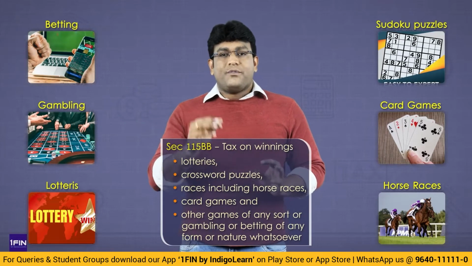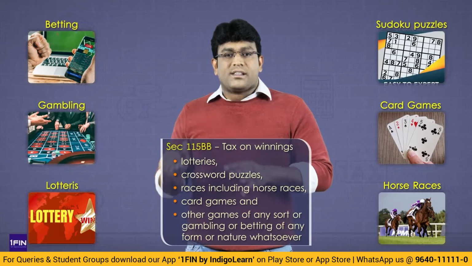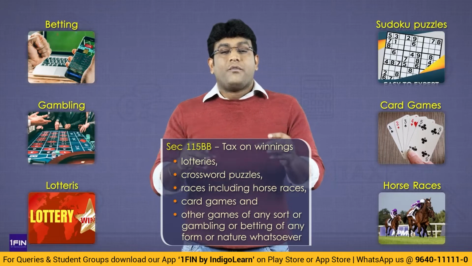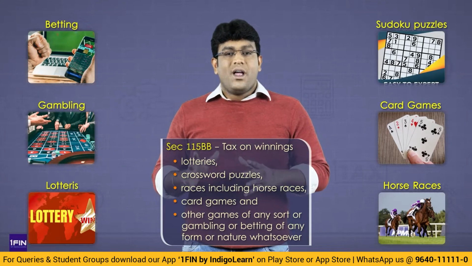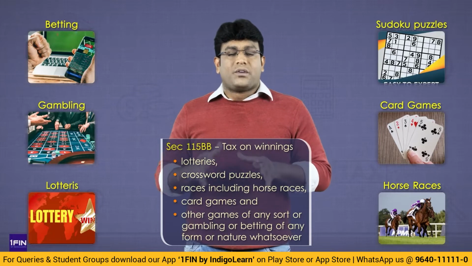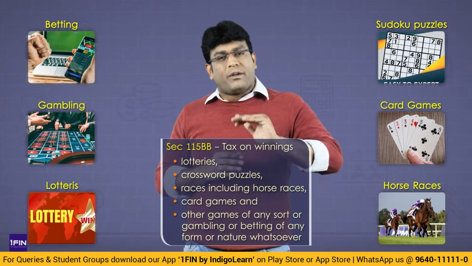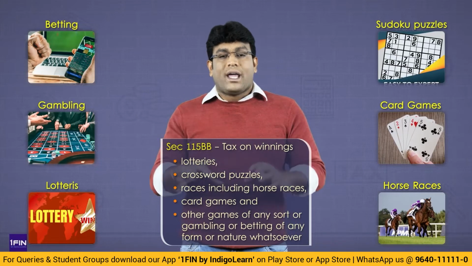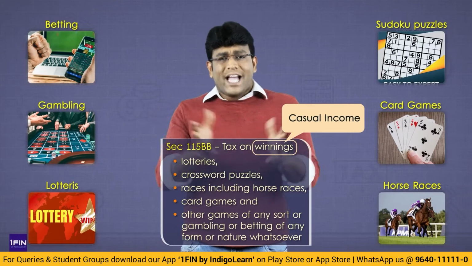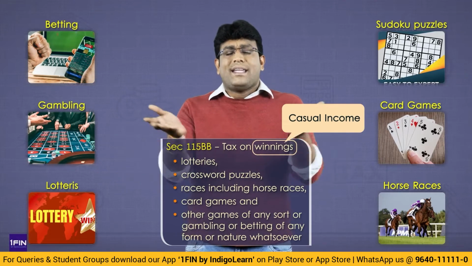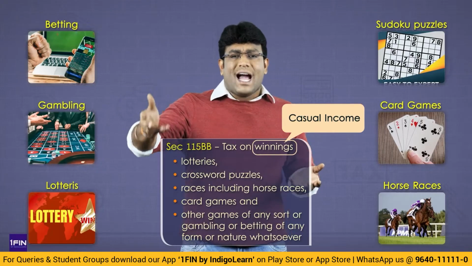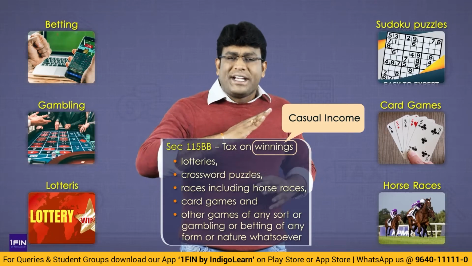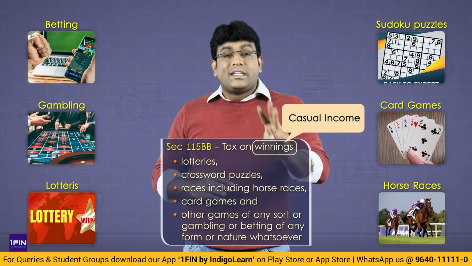Now you cannot say, sir, Virat Kohli is playing a cricket match, will it come under this category? No, that's a clear-cut sport. We are talking about betting, gambling, lottery, or winnings from any games, or horse races, or Sudoku games. That kind of thing is what we are talking about. Not playing sports. They are all professionals. That is why this kind of income is called casual income. Casually we got it. Income from betting, gambling, lottery, crossword puzzles, card games, horse races, or any other games of any sort. Law is telling straight away to pay tax at the rate of 30%.